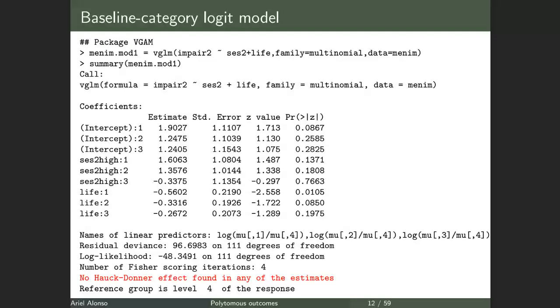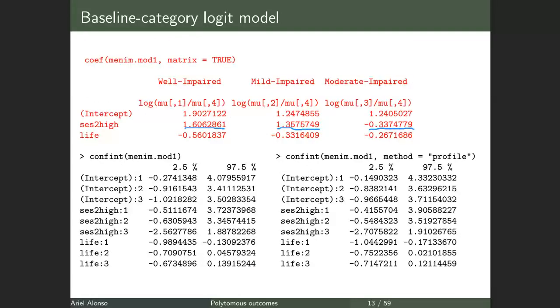If you look at the life events, you see that the coefficients are always negative. That means that if you increase the number of life events, then the odds of being well instead of impaired will reduce. It's like your probability of being well decreases as you increase the number of life events.